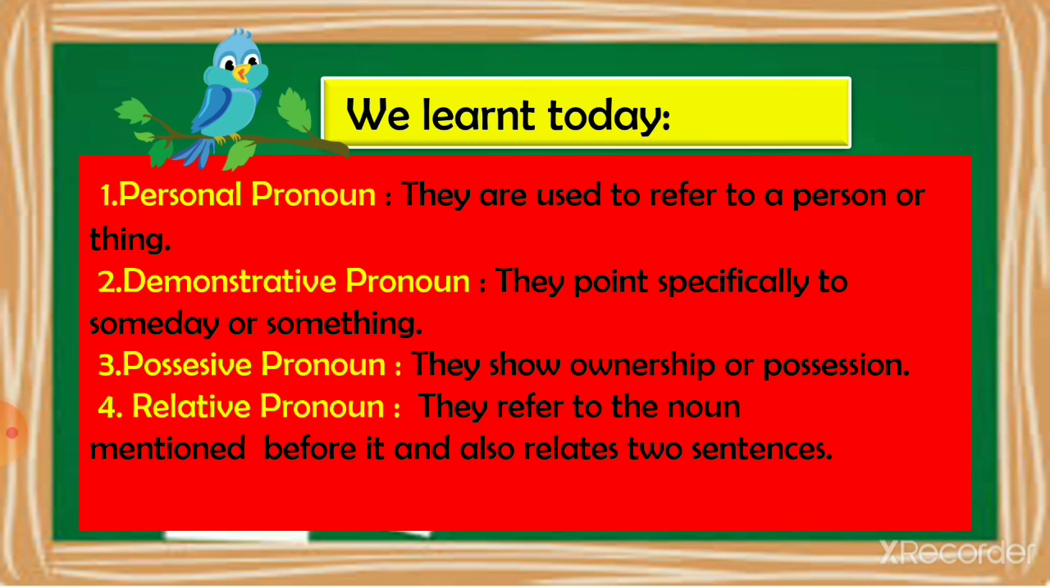Personal pronouns are used to refer to a person or thing. The examples are he, him, she, you, I, me, us, etc. Demonstrative pronouns, they point specifically to someone or something. The examples are this, those, these, that. Possessive pronoun. Possessive pronoun shows ownership or possession, right? And the examples are mine, ours, theirs, hers, etc.